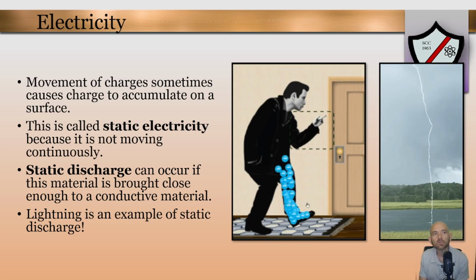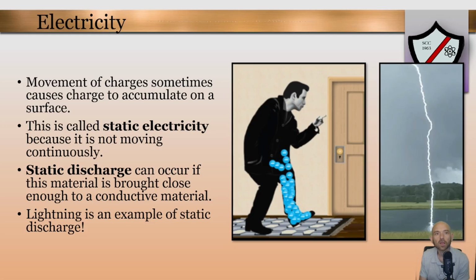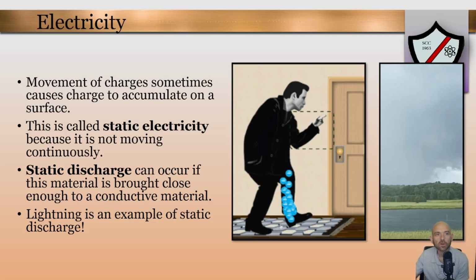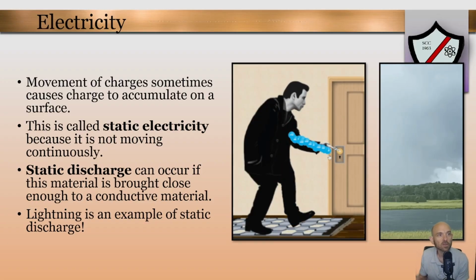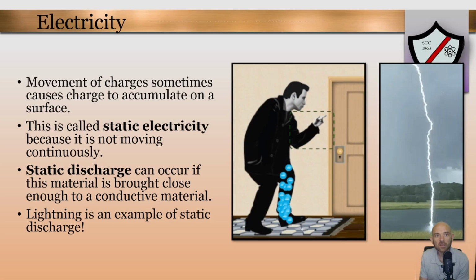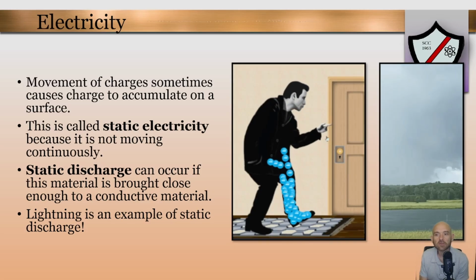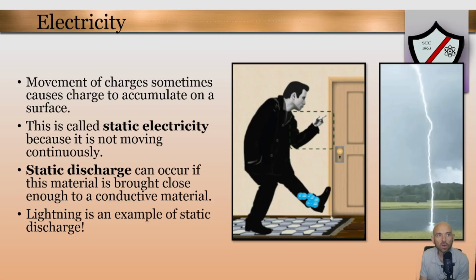The release happens when that stored up energy finds a path to escape. If you bring that accumulated charge near a conductive material like a metal doorknob, the electrons find that highway to travel out on. They dump out all at once to get back to a balanced state. That rapid, instantaneous, sudden release is what we call a static discharge.